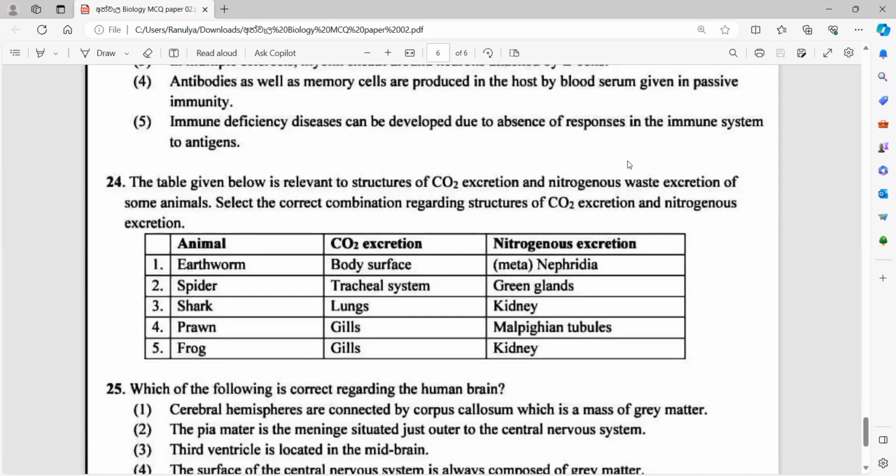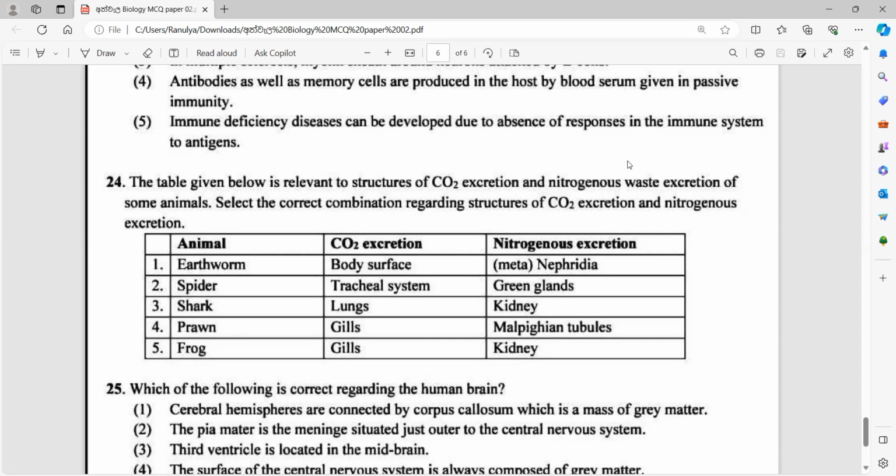24. The table given below is relevant to structures of carbon dioxide excretion and nitrogenous waste excretions of some animals. Select the correct combination. Earthworm, body surface. Right? Here in the middle, carbon dioxide and nitrogenous excretion organs are given.